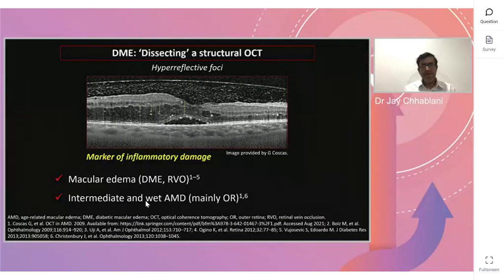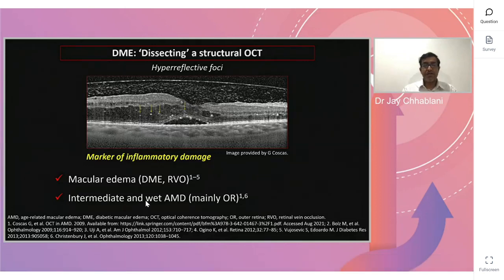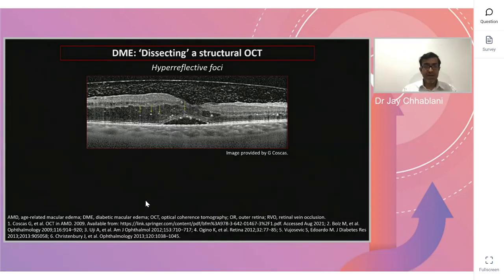Let's look at hyperreflective foci. As Gopal mentioned in detail, there is inflammation in diabetic macular edema, and we believe that hyperreflective foci are the markers for inflammatory damage. These hyperreflective foci are seen in macular edema associated with retinal vein occlusion, as well as you might see these hyperreflective foci in wet AMD, but in those patients, you will have these foci primarily in the outer retina.